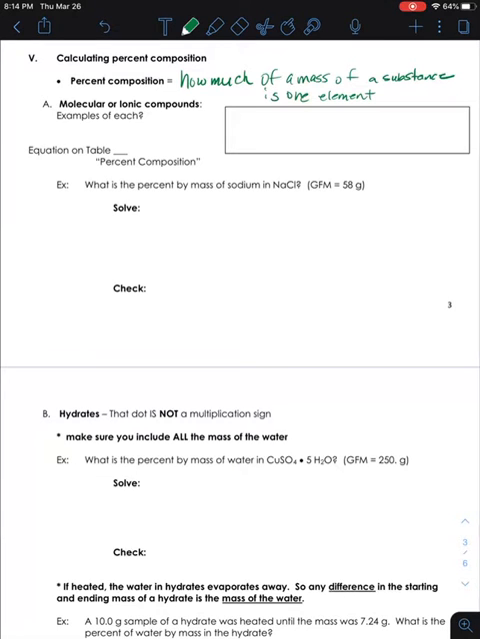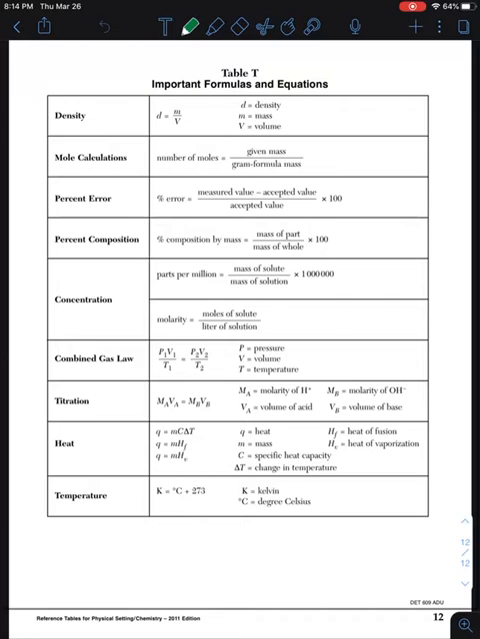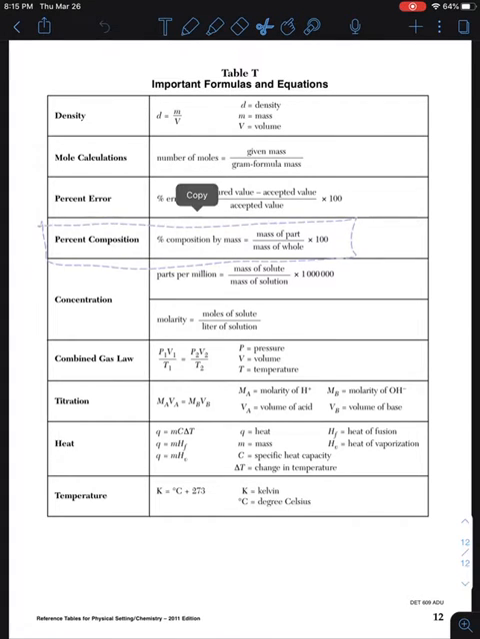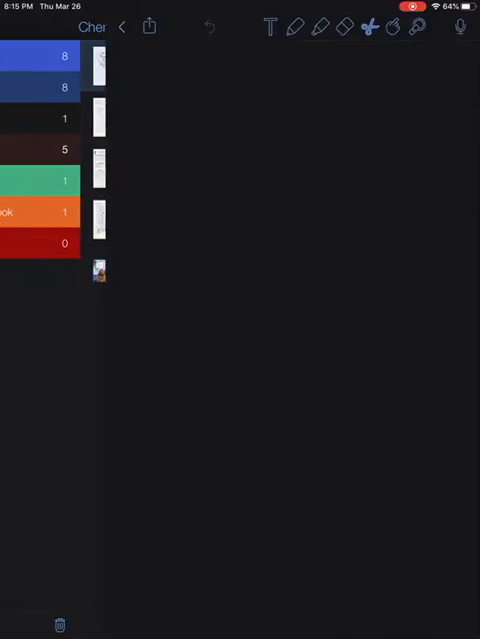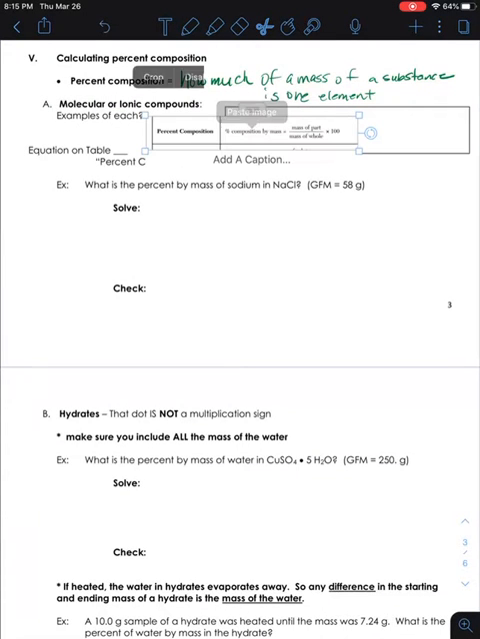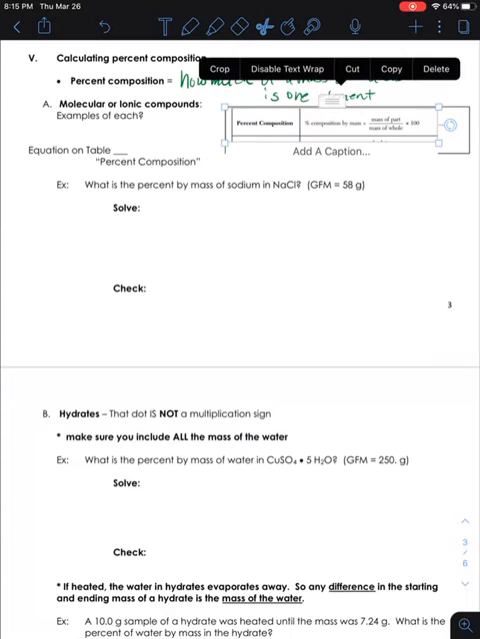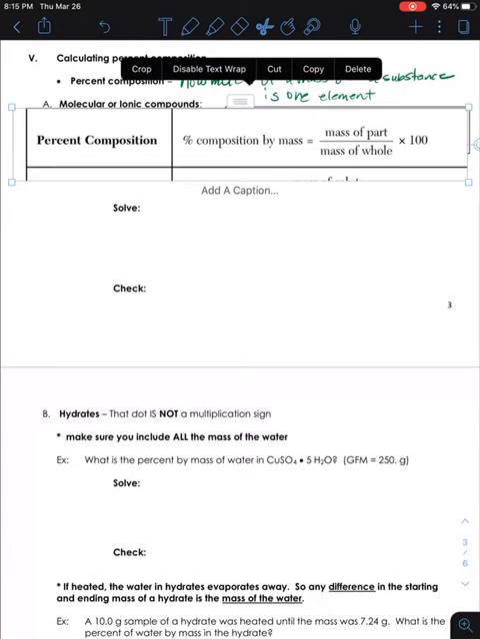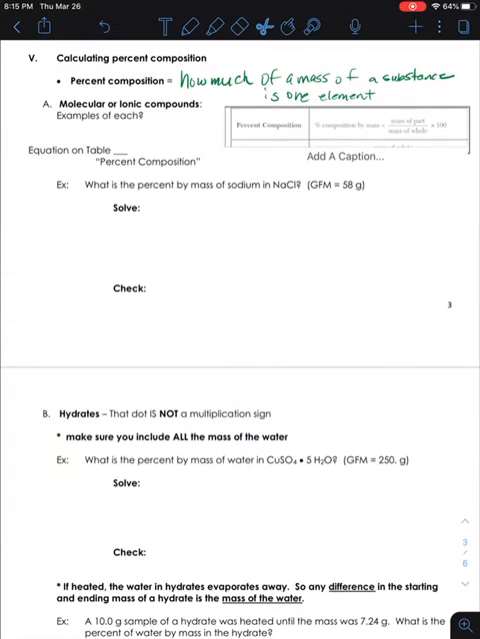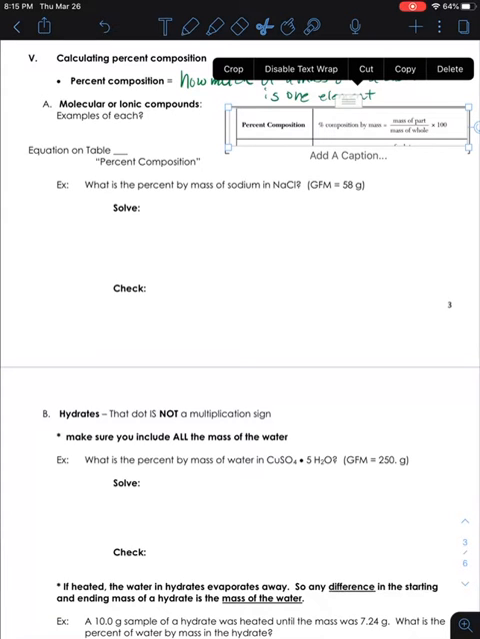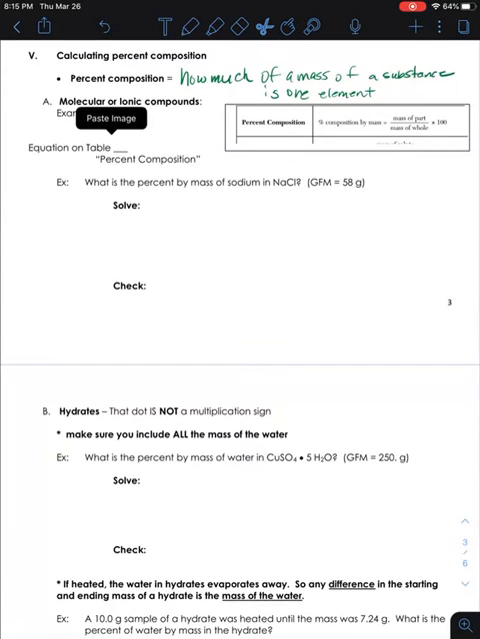So luckily you do not have to memorize this equation. You can find it on page 12, if you go to percent composition. So ultimately, percent composition is looking at the percentage composition of mass: the part divided by the whole times 100, because again, with percentages you have to multiply by 100. We found this on Table T.